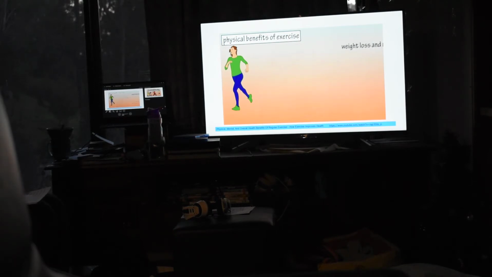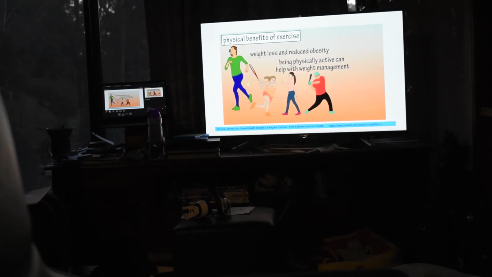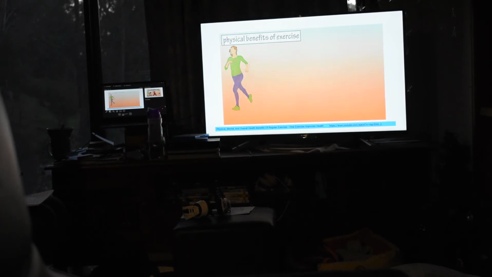Number 6, weight loss and reduced obesity. Physical activity can be a key part of a complete weight management plan to avoid excessive fat gain and to maintain a healthy weight. Regular exercise burns more calories and increases muscle mass, both of which are key to weight loss and weight maintenance. Now let's take a look at the mental benefits.